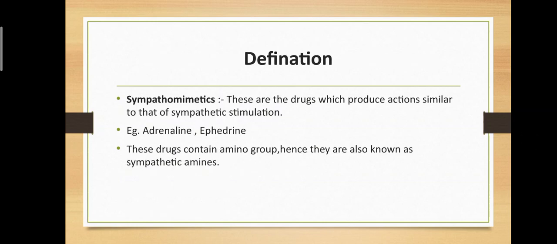Definition: sympathomimetics or adrenergics are the drugs which produce actions similar to that of sympathetic stimulation. Example: adrenaline, noradrenaline, ephedrine. These drugs contain an amino group, hence they are also known as sympathetic amines.